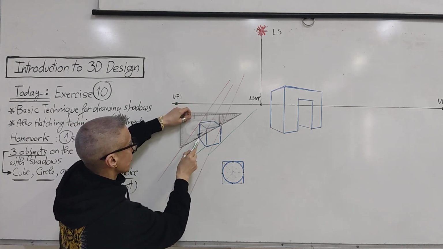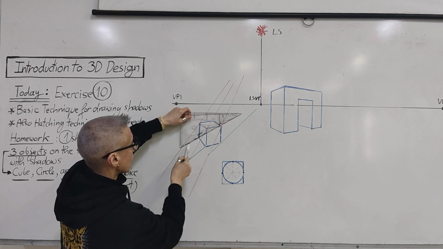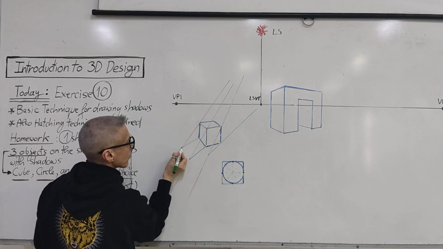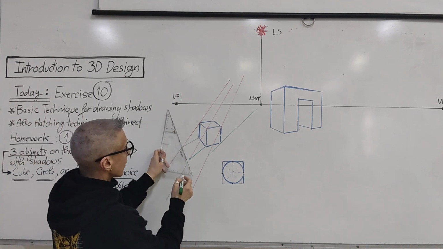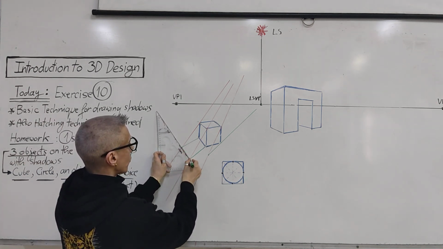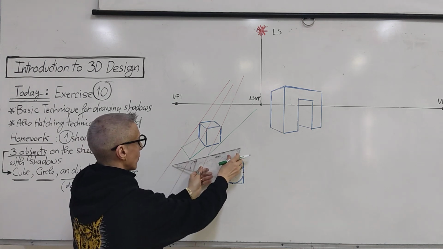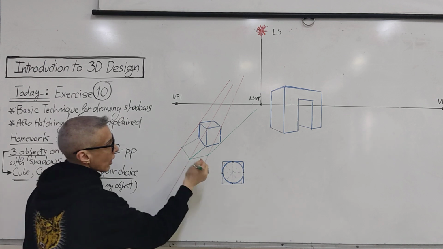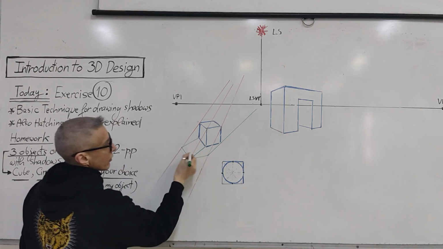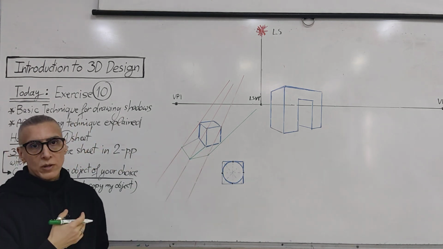Now this one is the last one, through this corner, from the light source vanishing point. It intersects here. Now we connect these points. This is basically the shadow area. Now, we need to shadow it.